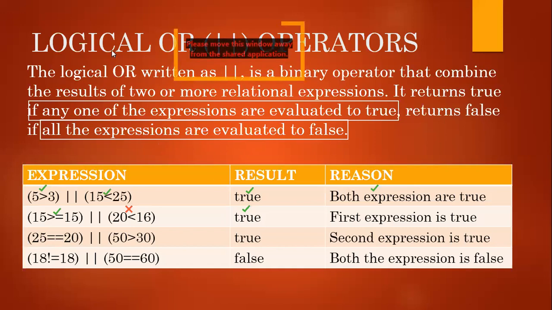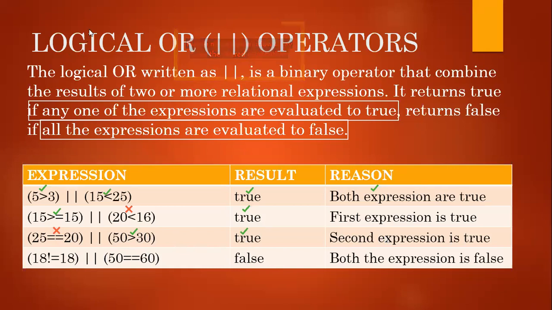Now here, 20 is greater than 25. Sorry, 25 is equal to 20. No, so this is false. And what about the second one? 50 is greater than 30. Yes. So one is false, the other is true. But one is true, so it will result in true, because the second expression is true.